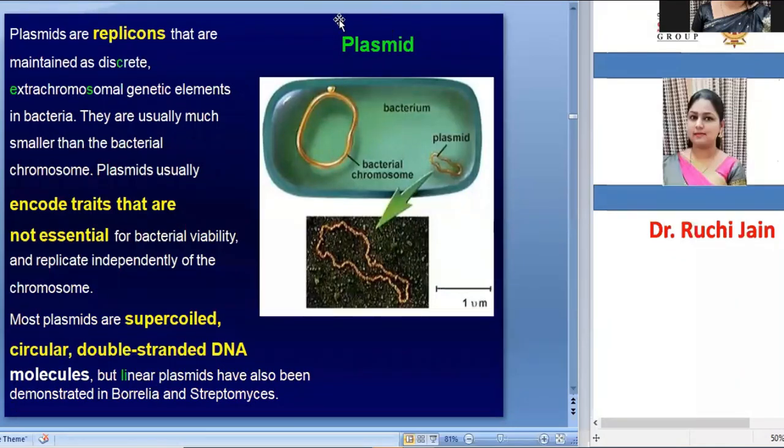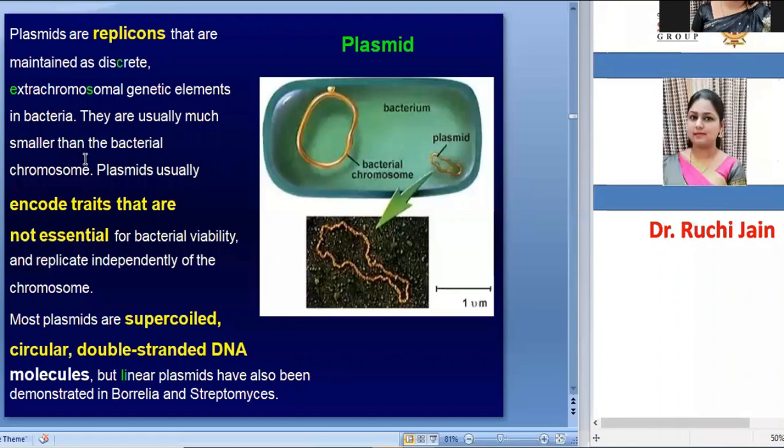Inside the cytoplasm, you will see the plasmids. So what are plasmids? Plasmids are the extrachromosomal circular DNA present inside the cell. So these are extrachromosomal DNA which are other than the nuclear material of the bacteria. So this is the nuclear material of the bacteria, and this is the plasmid. Plasmids are extrachromosomal circular DNA present inside the bacteria. So plasmids are replicons. They can also replicate, and they are maintained as a discrete extrachromosomal genetic material in the bacteria.